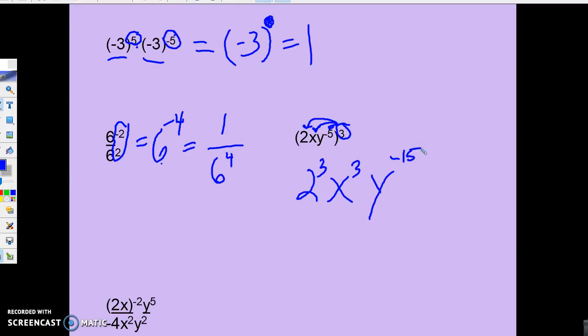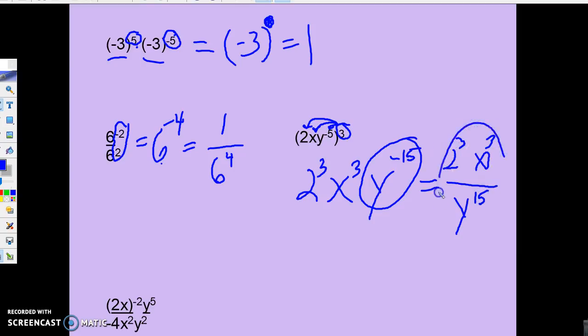Now, the 2 to the third looks fine, my exponent's positive. The x to the third looks fine, my exponent is positive, but this cannot have a negative exponent, so I have to reciprocate it and move it to the bottom. The only thing that I move to the bottom is what I circled here with the negative. The 2 to the third is just fine, so leave that on the top. The x to the third is just fine, so leave that on the top. The only thing we move to the bottom is the y, and then the 15 becomes positive. So this is my final answer.